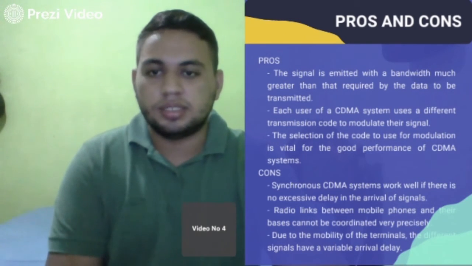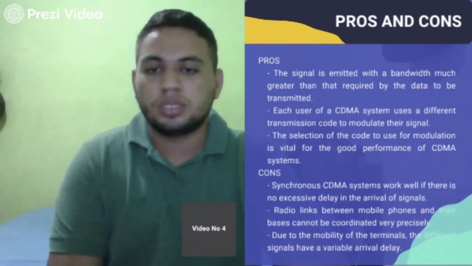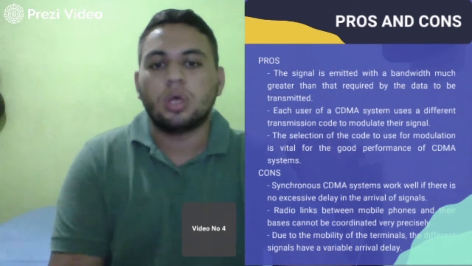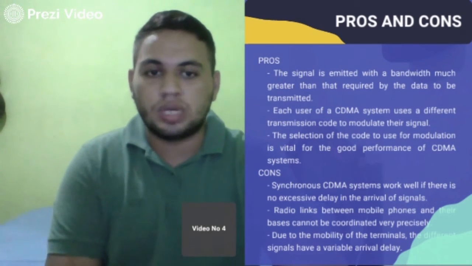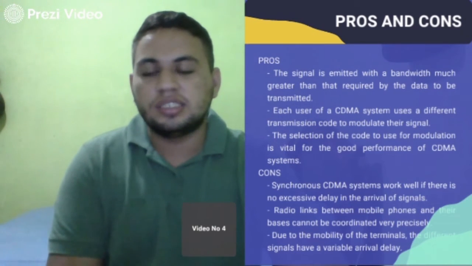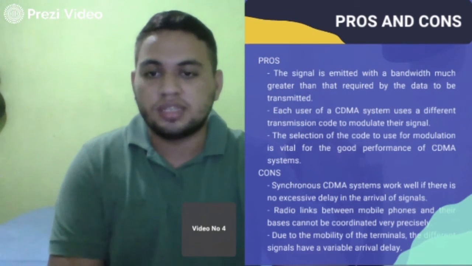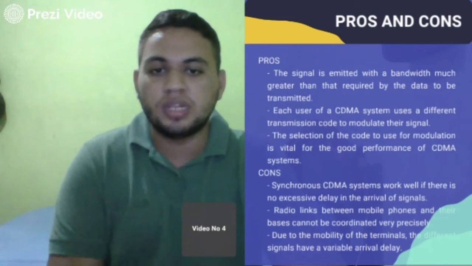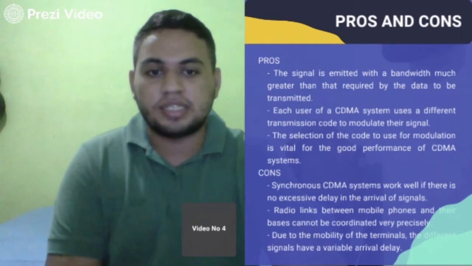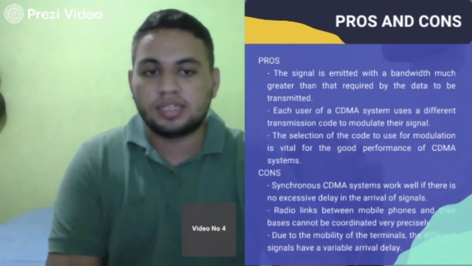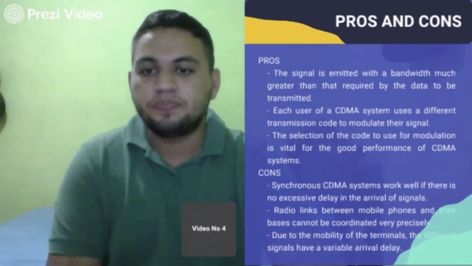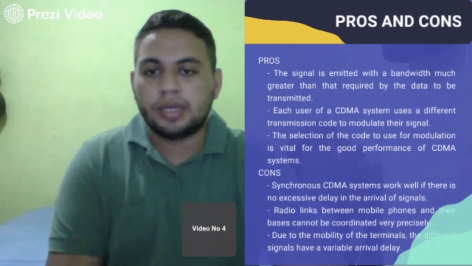Cons. Synchronous CDMA systems work well if there is no excessive delay in the arrival of signals. Radio links between mobile phones and the base stations cannot be coordinated very precisely. Due to the mobility of the terminals, the different signals have a variable arrival delay.